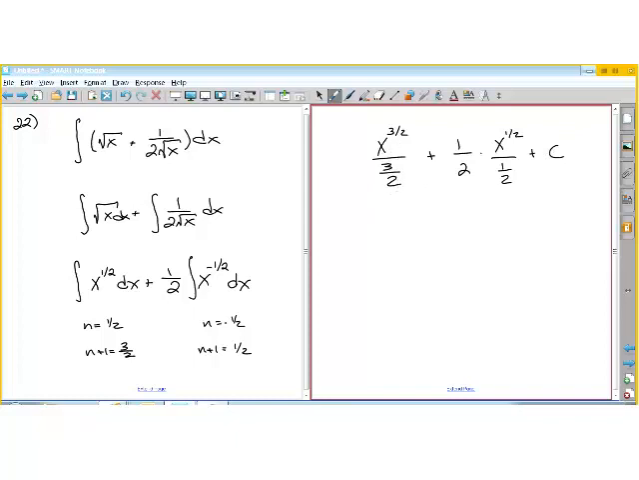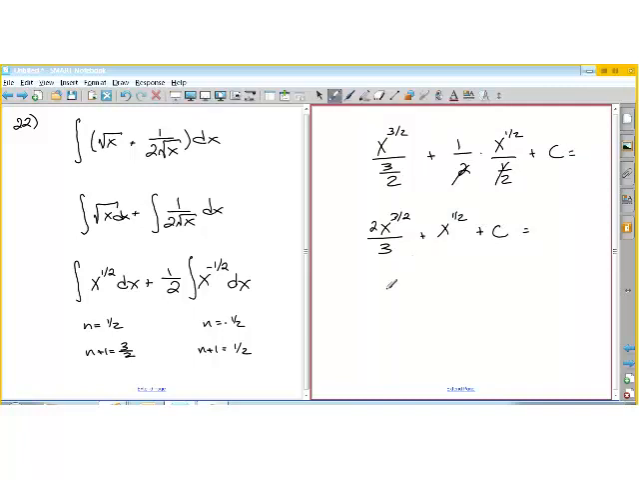Dividing by a fraction, we multiply by the reciprocal. So we'll get 2x to the 3/2 divided by 3. Dividing by 3/2 is the same as multiplying by 2/3. Here, this cancels out with that because 2 times 1/2 is 1. So we just get x to the 1/2 power. And then we add our arbitrary constant c.